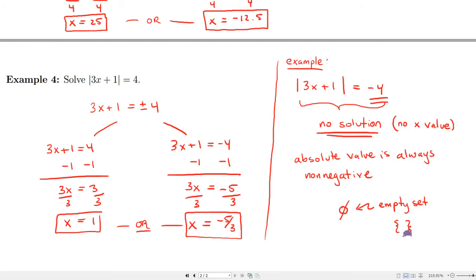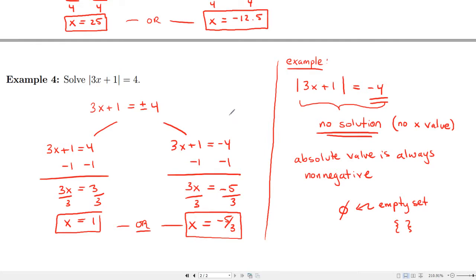So another way to denote that would be the squiggly braces, and you'd have nothing in there. So the empty set is the set that has no elements. Okay, so that's not 0, right? So some people like to write 0 that way, but that's notation that's designating the empty set.